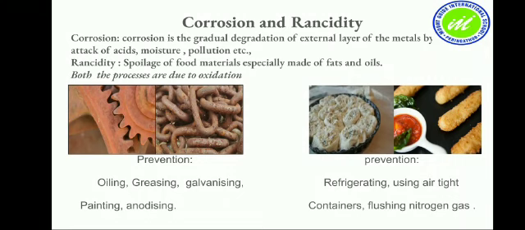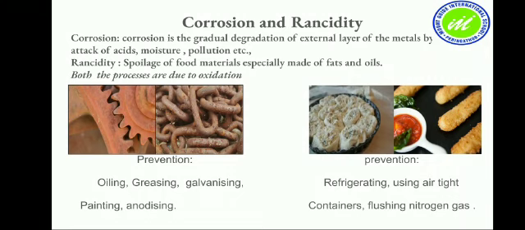So here, if you want to prevent corrosion, you all know what we will do. We'll go for painting, we'll go for oiling, we'll go for greasing. Otherwise, we have galvanization, means coating a metal with zinc, sacrificial anode, anodizing. Many processes are there, but simple processes like oiling, greasing, painting. But in case of food materials, to prevent oxygen contact, what will we do? We'll keep in airtight containers, or we'll go for refrigeration, that is keeping in the fridge.